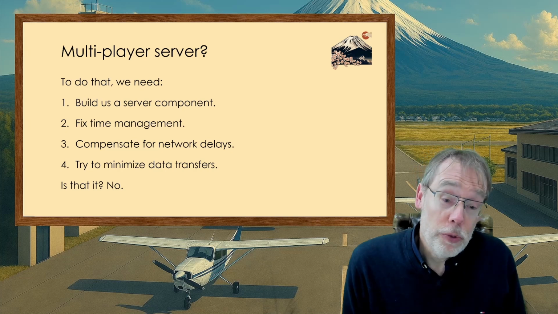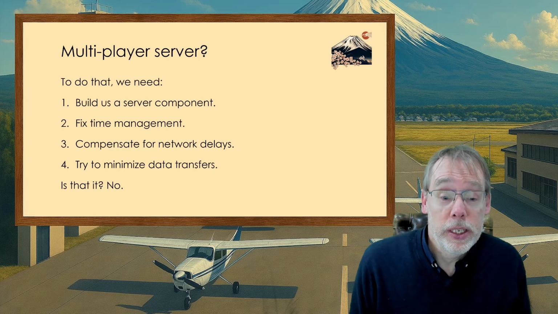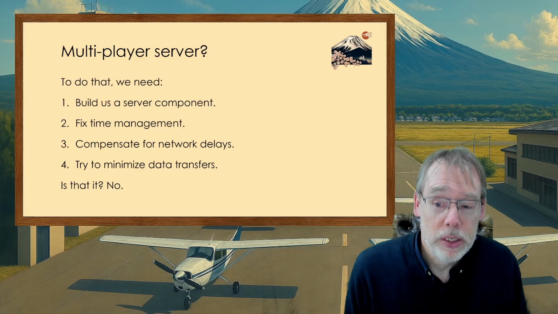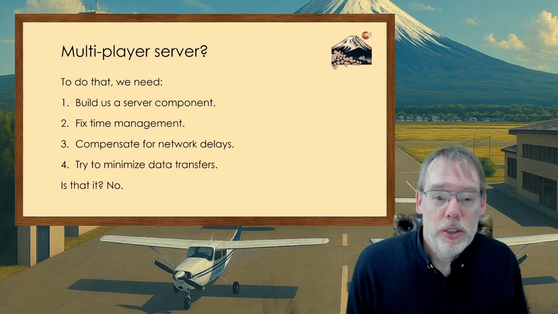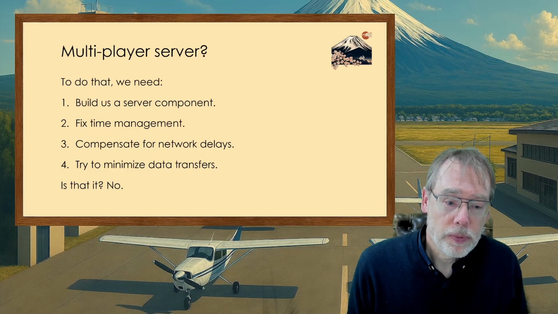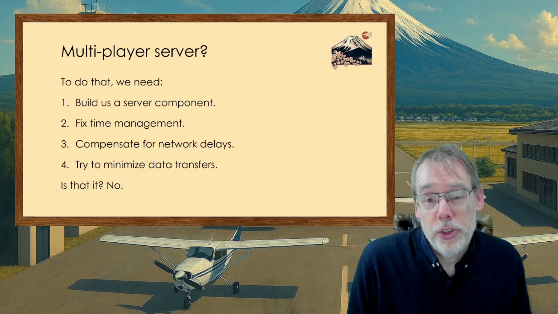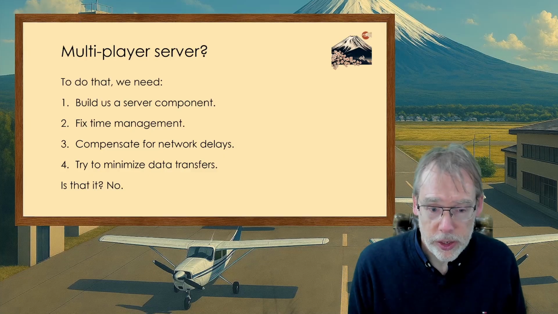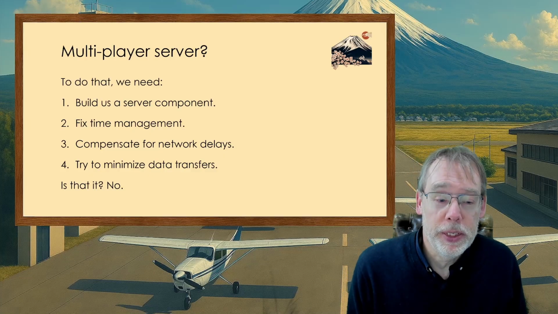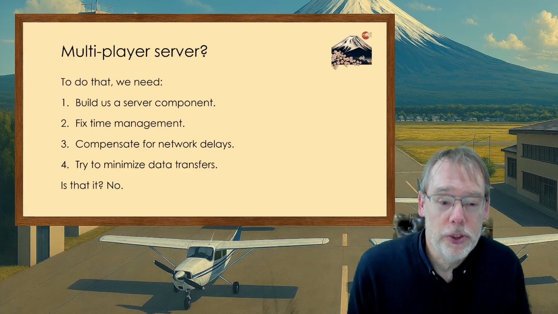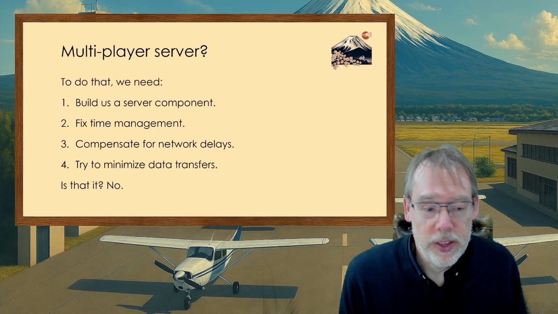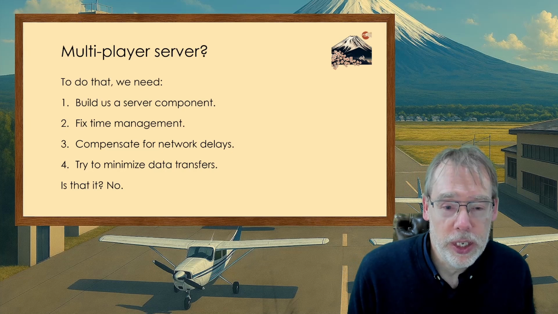And then, of course, because it's a network, and it might be milliseconds, it might be whole seconds, who knows? There is a delay. So you need to compensate for that. And then, of course, if you're going to build something that can be used by a lot of people, then you need to minimize those data transfers. So is that it? No, you can think of lots of other things that you can add.